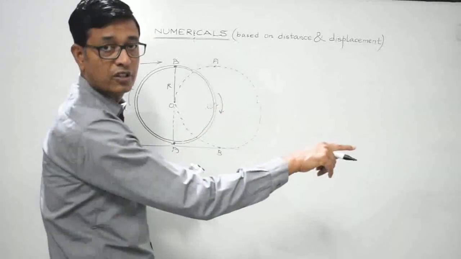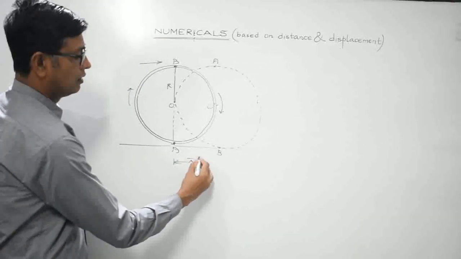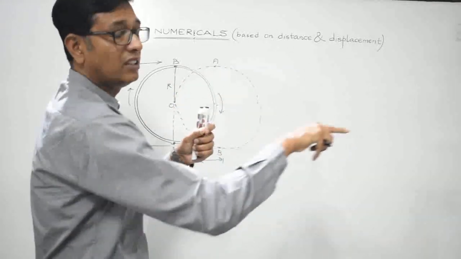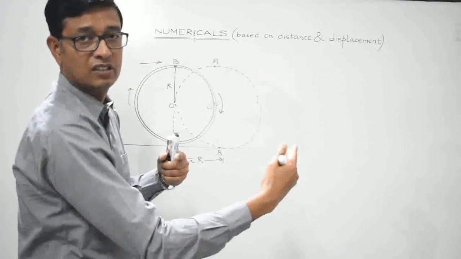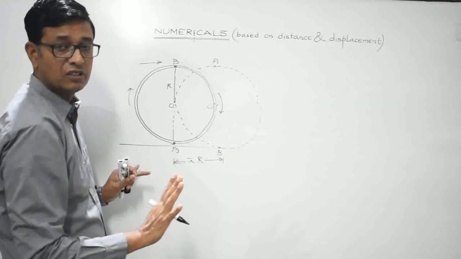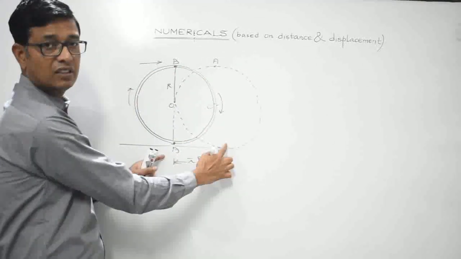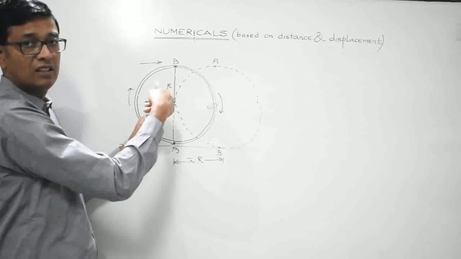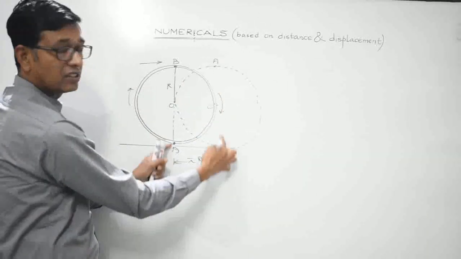And in half the revolution, it will cover what distance? Pi r. This you are aware. If you consider a wheel, during one complete revolution, it traverses a linear distance of 2 pi r. Therefore, during half revolution, it will cover half the distance, or the same as half the perimeter of the circle, which is pi r. Understood now? It is not stationary, it is not rotating about its own axis. In fact, it is moving forward. So during half revolution, it covers a linear distance of pi r.